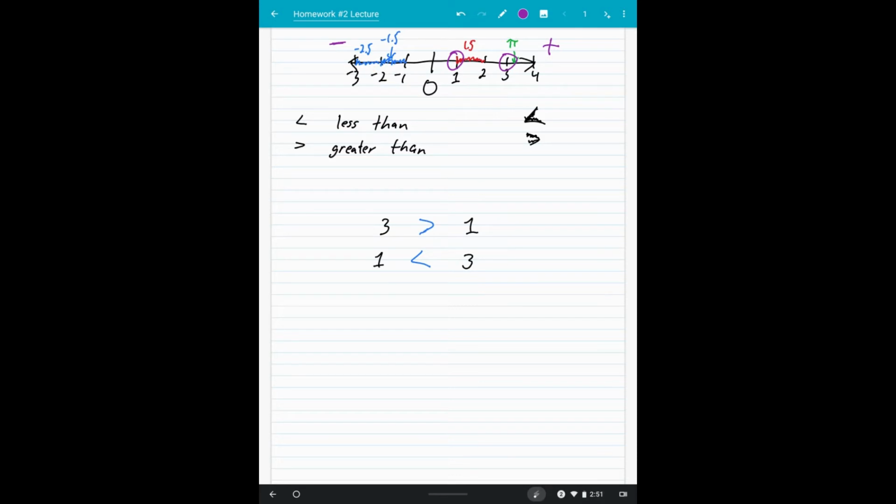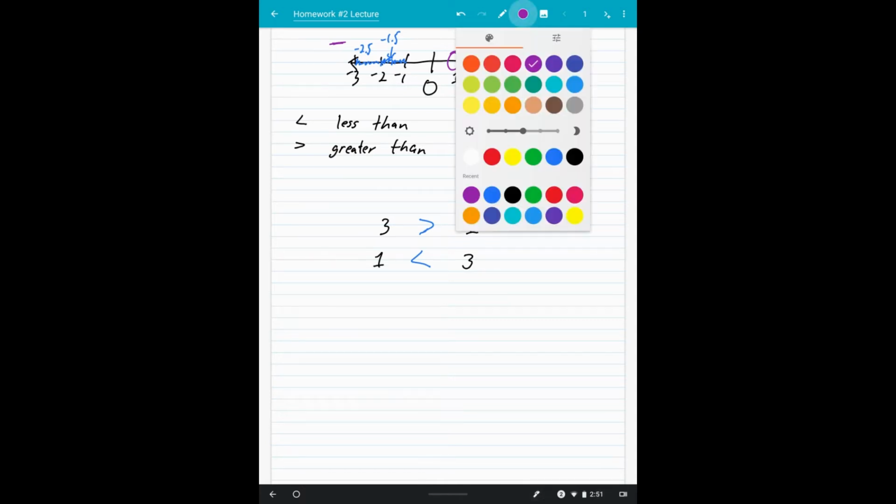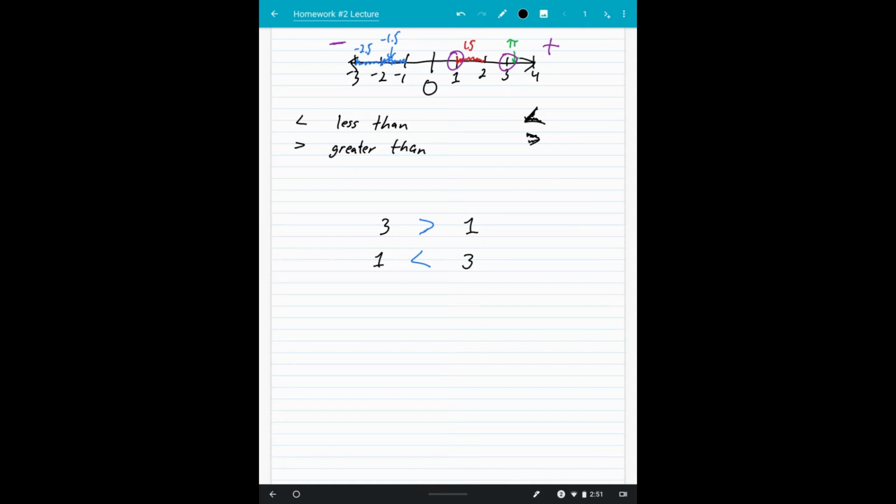Negative 2 is larger than negative 3, but it's smaller than negative 1. So we want to compare some numbers here really quick. Let's pull up two random numbers and we're going to compare them. We pull up -5 and 9. Since 9 appears more on the right side of the number line, 9 is going to be larger. So -5 is less than 9.